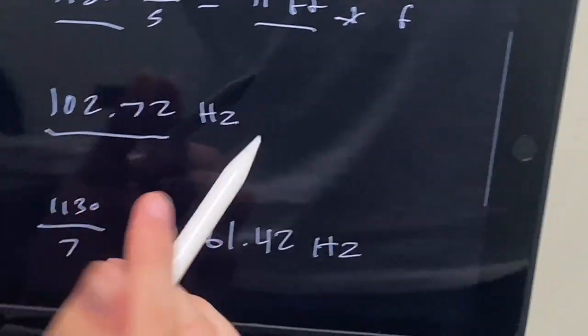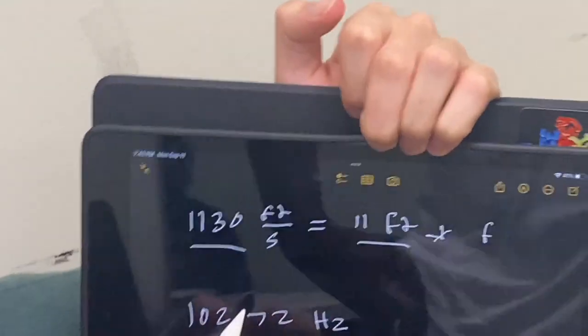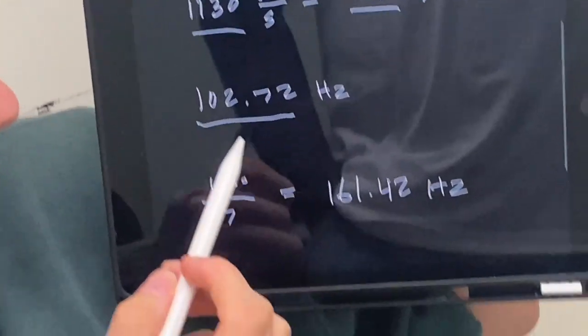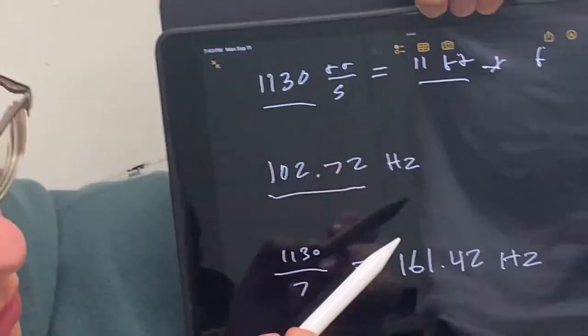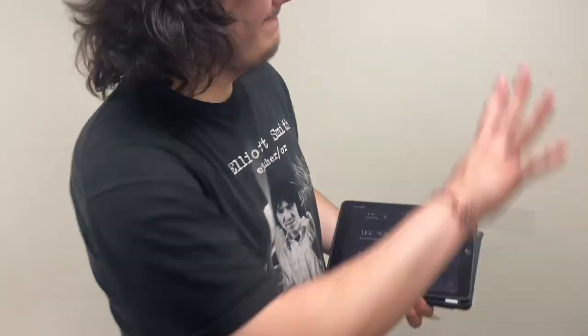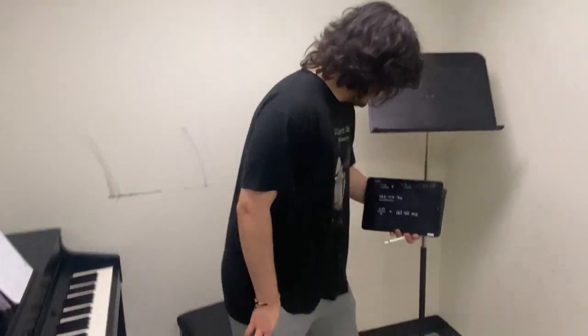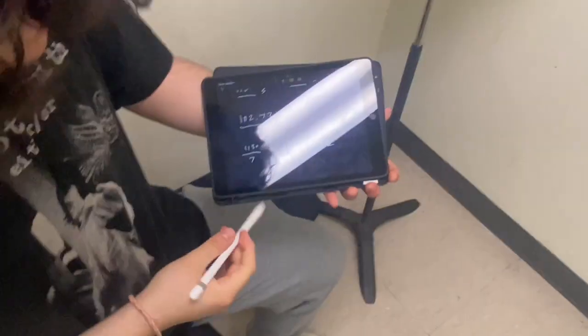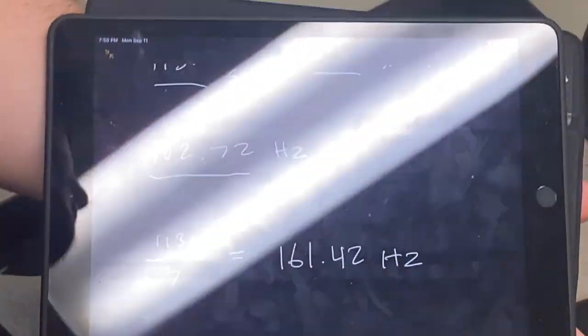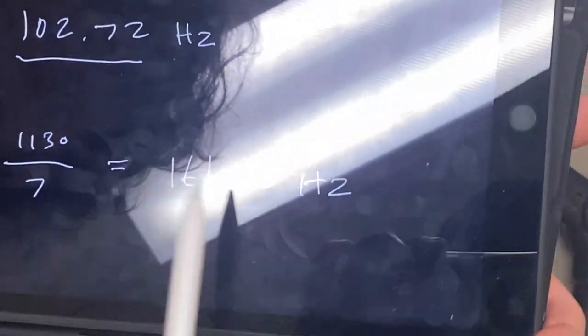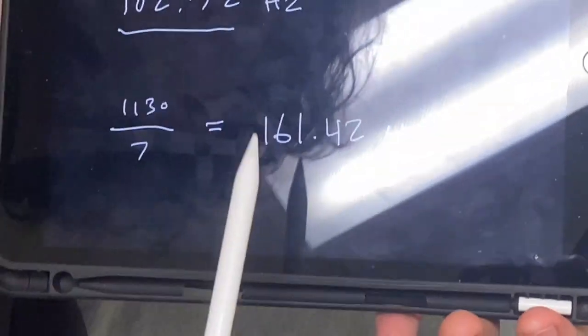So what do we do? We divide both sides by 11, and that gives us 102.72 hertz. That's the frequency of the standing wave for these 2 walls. We're gonna use the same formula, but we're gonna use 7 instead of the original wavelength because it's the new wavelength. So 1130 divided by 7 equals 161.42 hertz, which is the frequency of the new standing wave.